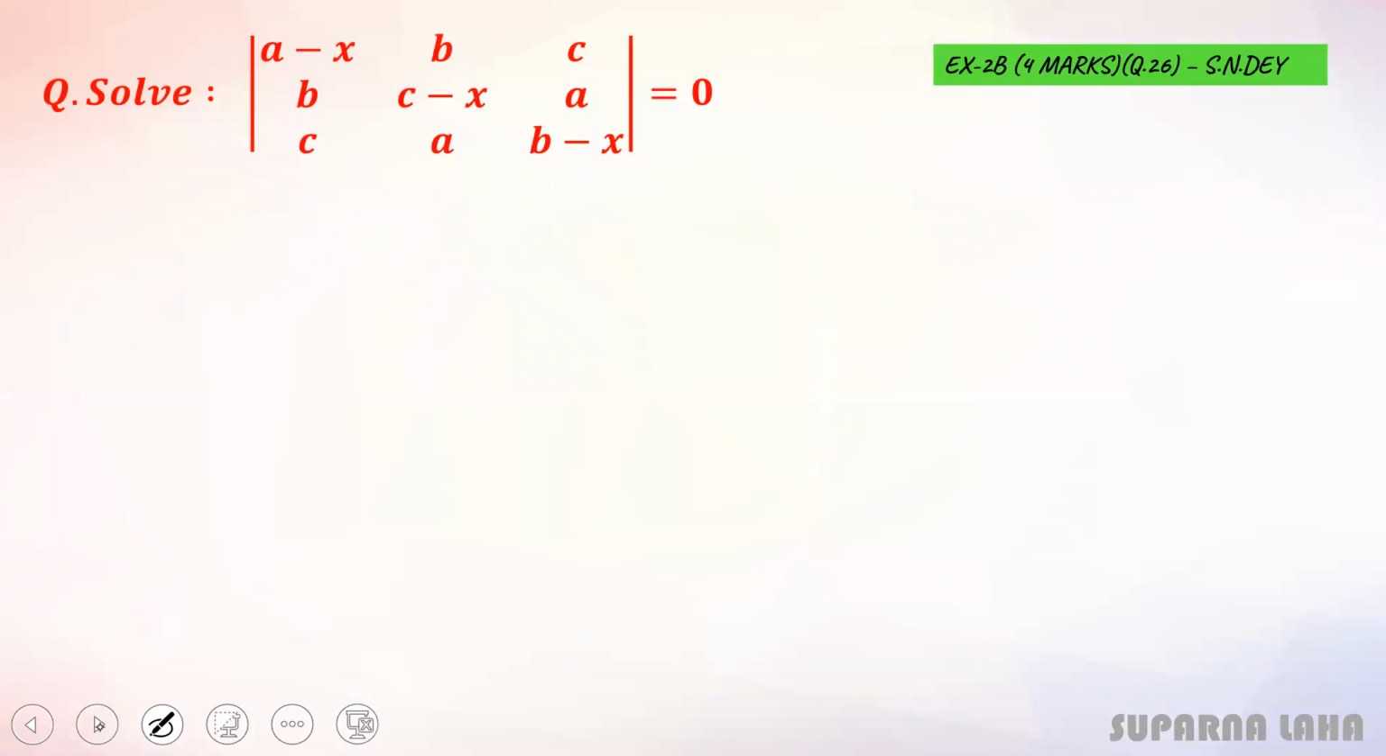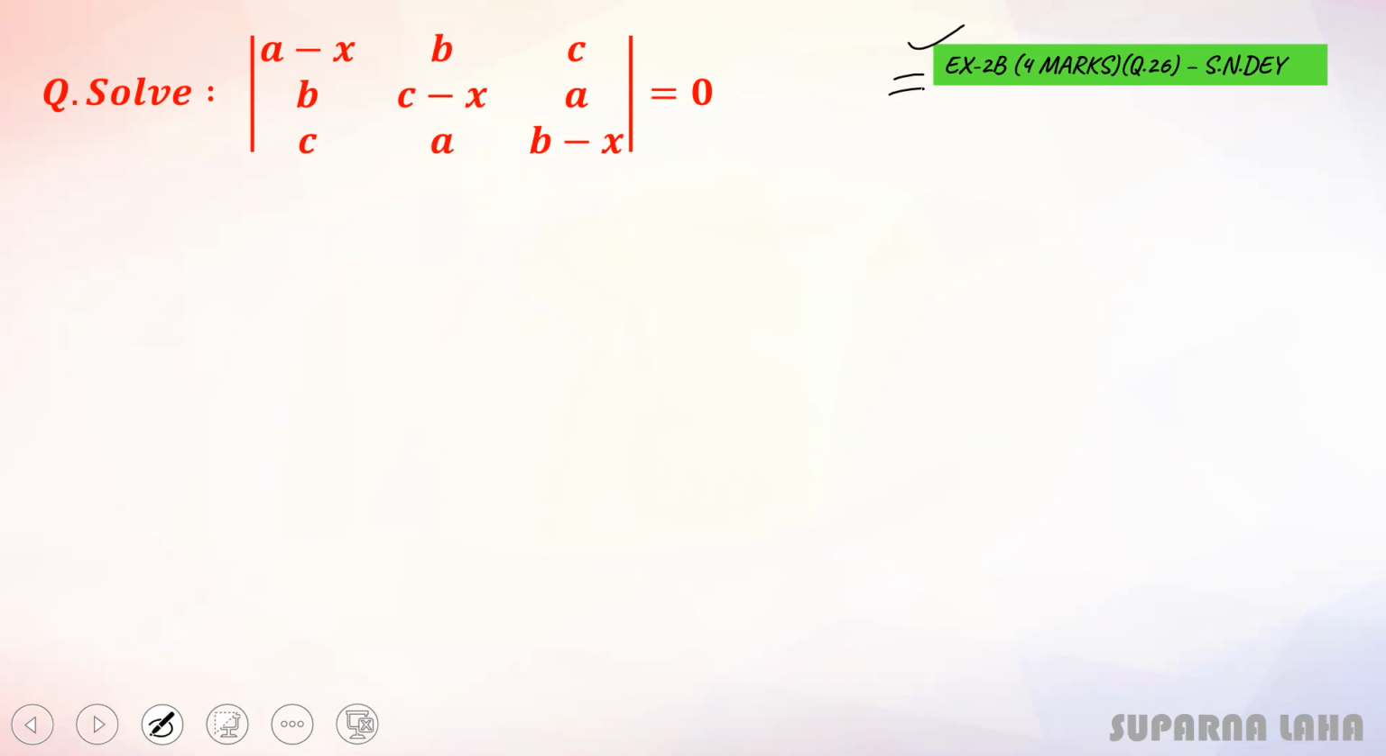Solve this equation: one determinant is given, and its value is equal to 0. On the right-hand side, a description about the question is given, that is from which book, the question number, and the year it came in the board exam. So look at the right side, all the information is given there. Just go through it. So here one equation is given.